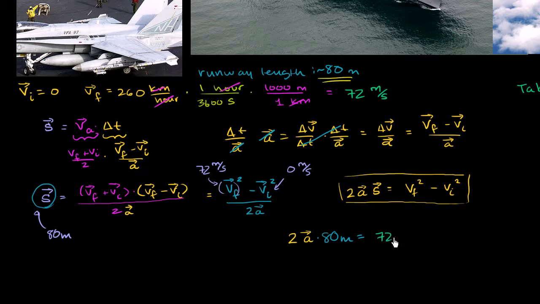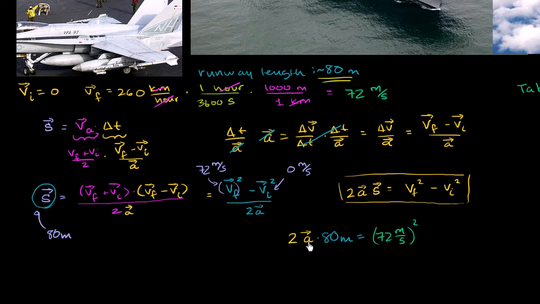So 72 meters per second squared minus our initial velocity. Our initial velocity in this situation is just 0, so it's just going to be minus 0 squared, which is just 0. So we don't even have to write it down. And so to solve for acceleration, you just divide.